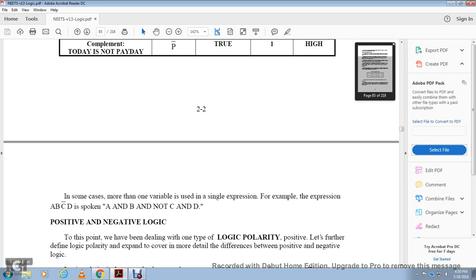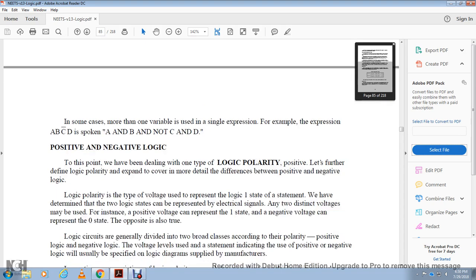Positive and negative logic. To this point, we have been dealing with only one type of logic polarity: positive. Let's further define logic polarity and expand to the more detailed difference between positive and negative logic. Logic polarity is the type of voltage used to represent a logic state. Two logic states can be represented by an electronic signal with two distinct voltages. For instance, a positive voltage can represent the 1 state and a negative voltage can represent the 0 state. The opposite is also true.